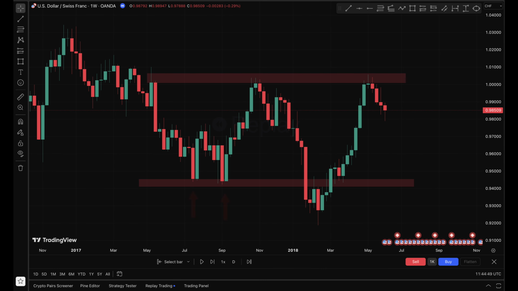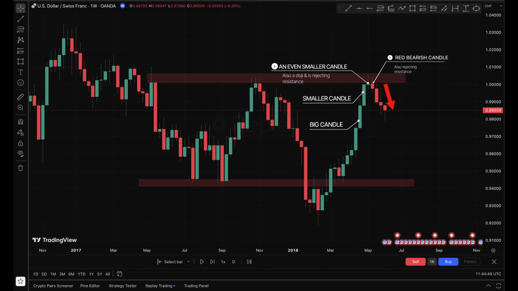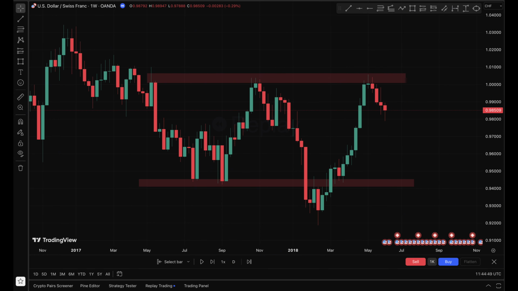We look left and see a double bottom, then price went up, making the support. But there's no trade here, because price makes a massive bearish engulfing candle and blows right through. In contrast, look at the top. A big candle, a smaller candle, an even smaller doji candle, also rejecting resistance. Then a red bearish candle, also rejecting resistance, price reverses, and we enter a trade on the intraday time frame.